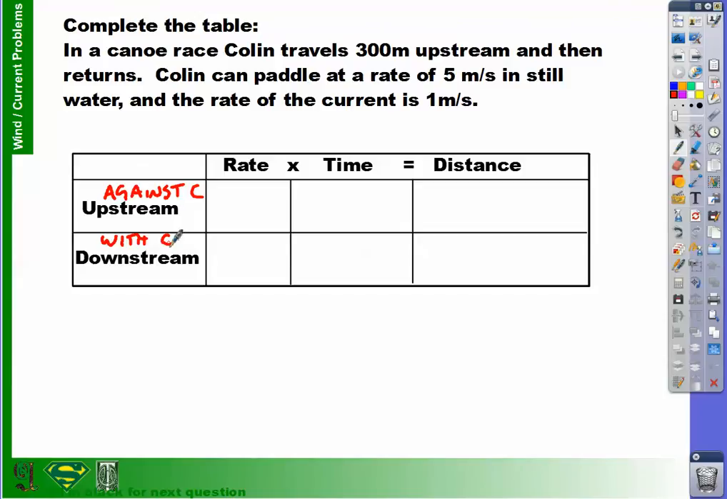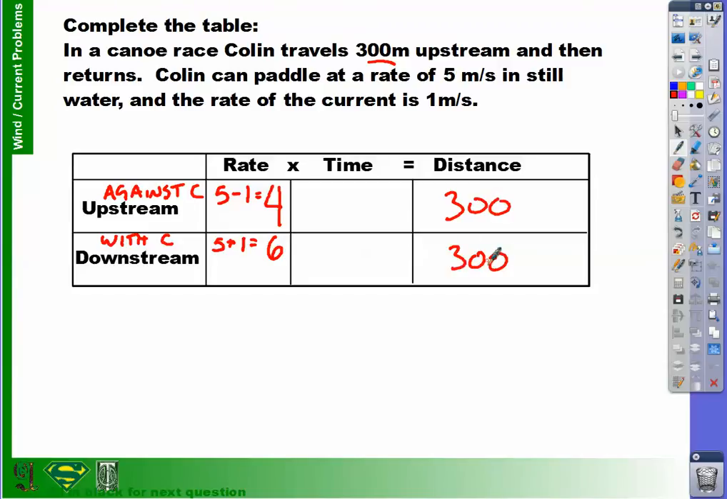So his rate going against the current is going to be what he can normally hold, 5, minus the current of the water, which is 1. And so he is going to have a rate of 4 meters per second. Going with the current, on the other hand, he's going to have the 5 that he can normally hold plus the 1 meter per second current, and that's going to equal 6 meters per second. The distance is even easier. It just tells us that each way is 300 meters.